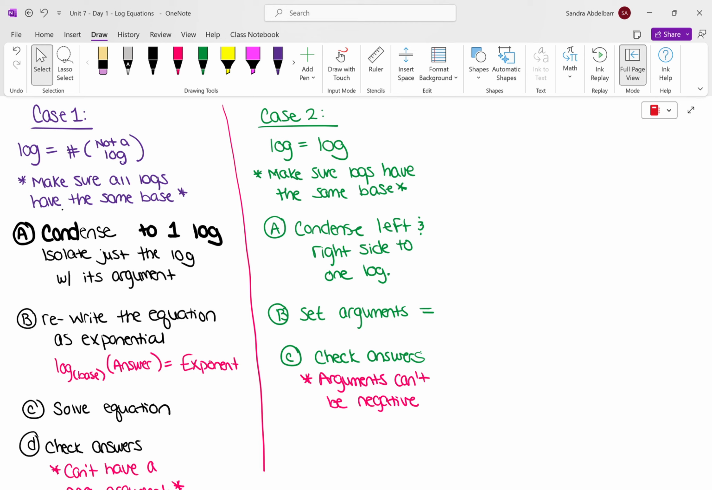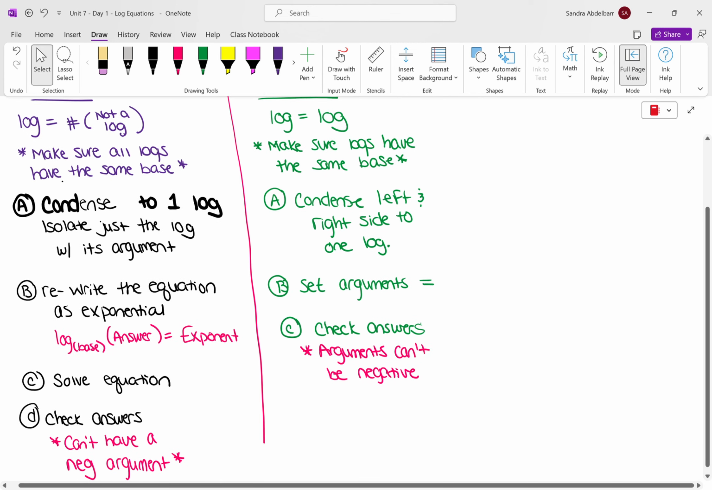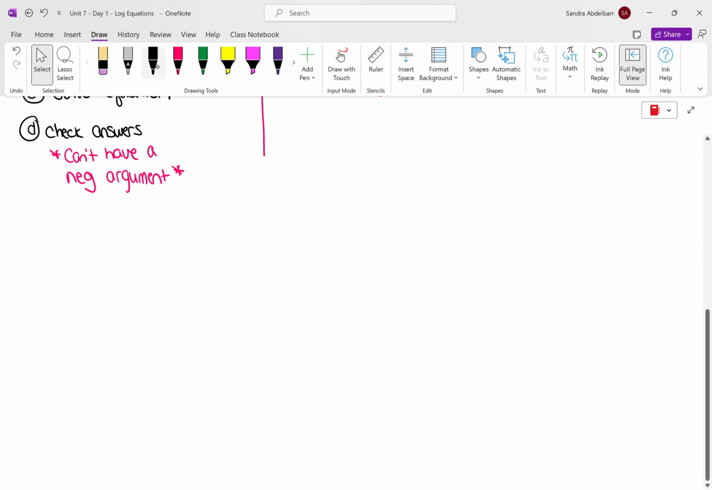Are we ready? Okay, so let's do some sample problems.